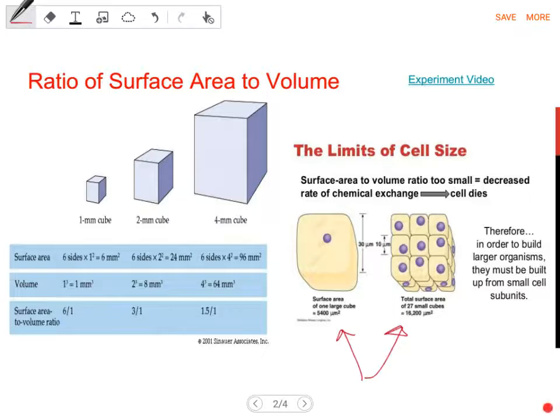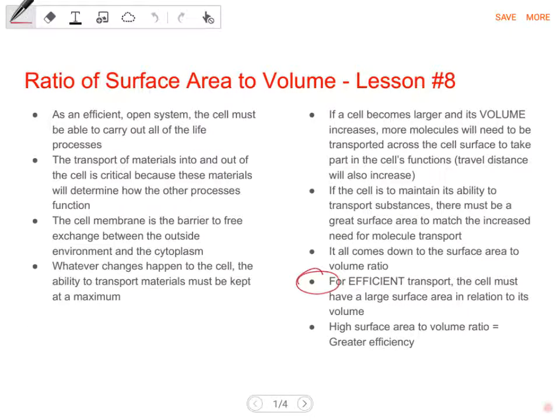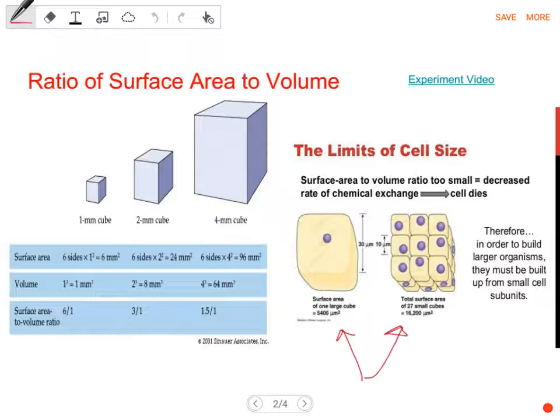So if I go back one, remember, for efficient transport, the cell must have a large surface area in relation to its volume. So if you look here, I can't draw very well, essentially the volume is the same, but what has changed? This one has a large surface area because it's a whole bunch of small cubes put together. So each of those cubes has 6 sides. They're so much exposed. That's going to be a more efficient system. So again, you want to have a large surface area to volume ratio.